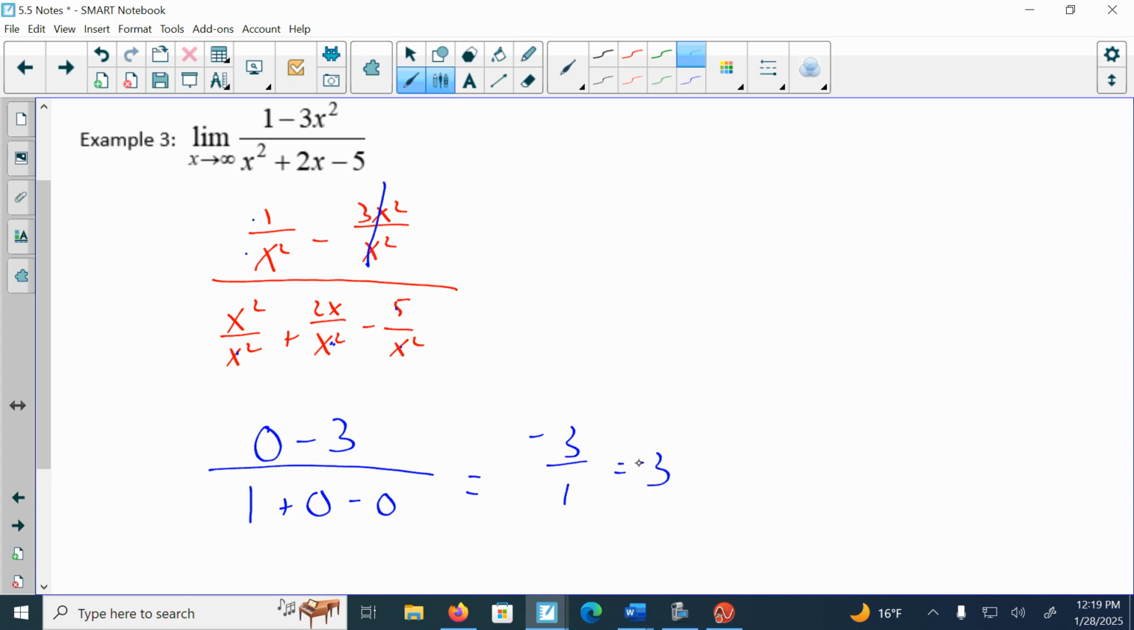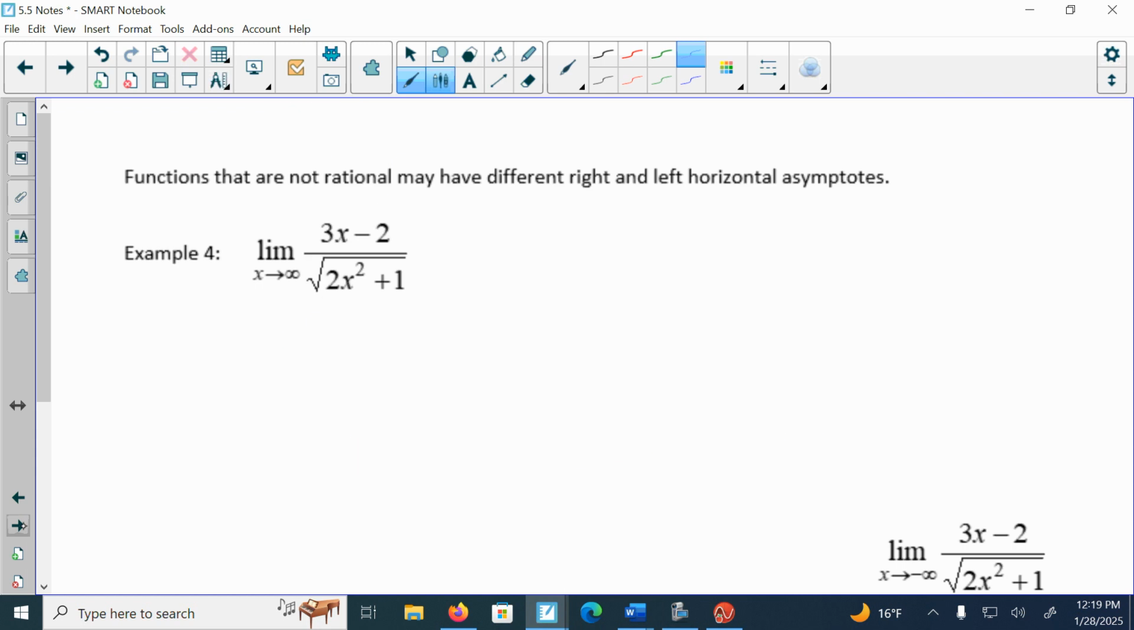That is my horizontal asymptote. My horizontal asymptote is y is equal to -3, so this limit will be -3. Again, what we learned to do is take this -3x squared divided by this x squared. Everything else will be 0, and I'll end up with -3. I feel like sometimes we're making this a little bit harder, but this is why we're making it harder.